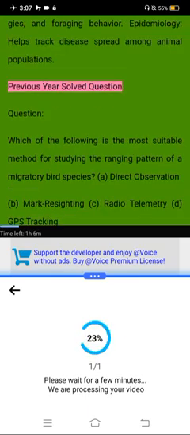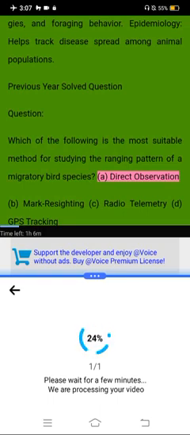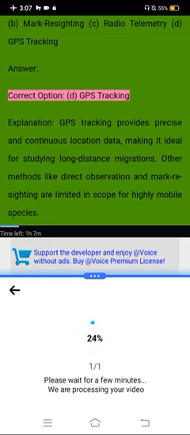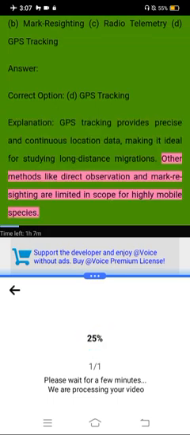Previous year solved question. Question: which of the following is the most suitable method for studying the ranging pattern of a migratory bird species? A. Direct observation. B. Mark resighting. C. Radio telemetry. D. GPS tracking. Answer: correct option, D. GPS tracking. Explanation: GPS tracking provides precise and continuous location data, making it ideal for studying long-distance migrations. Other methods like direct observation and mark resighting are limited in scope for highly mobile species.